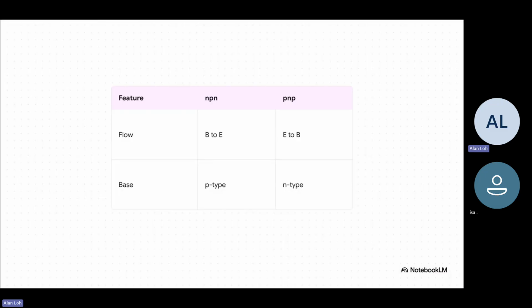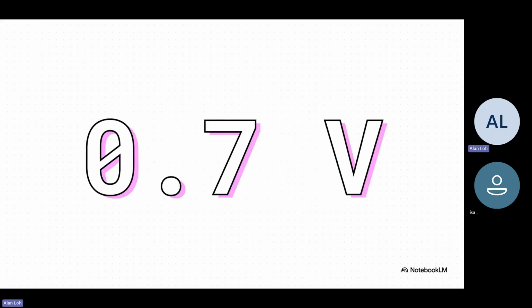Now, there are 2 main physical flavors of these components, NPN and PNP transistors. The primary difference here really just comes down to their semiconductor structure, whether they have a P-type or N-type base, and the direction that controlling current flows. For an NPN, it flows base to emitter, and it's reversed for a PNP, emitter to base. The underlying physics doing the work is exactly identical. It just changes how you actually wire them into your specific circuit.